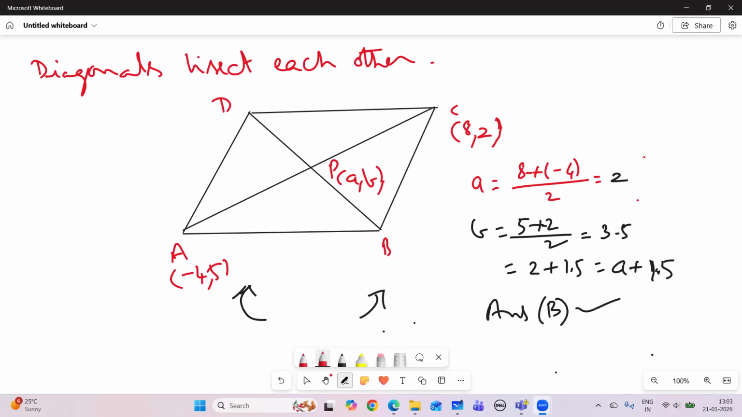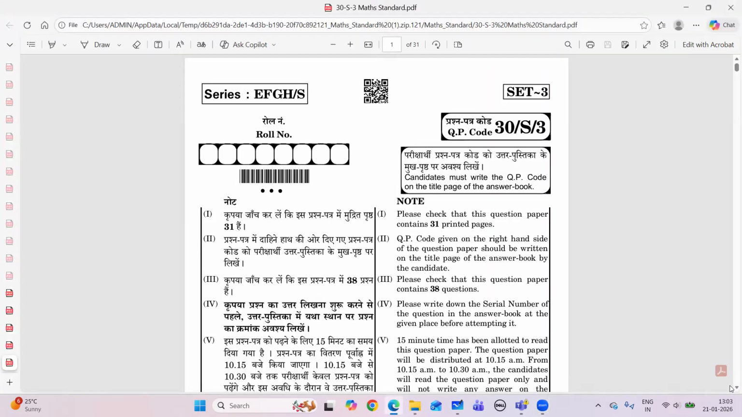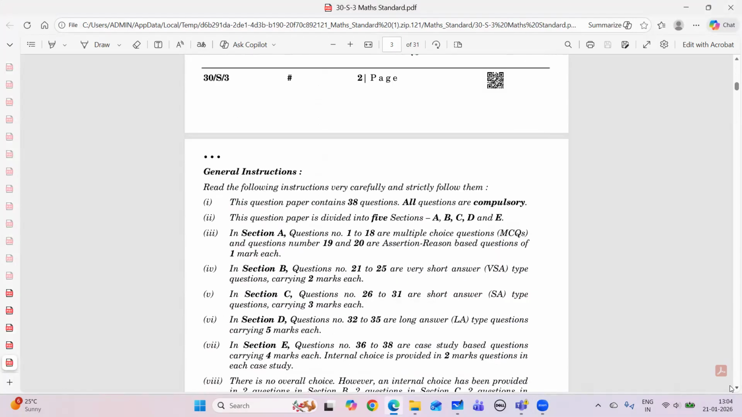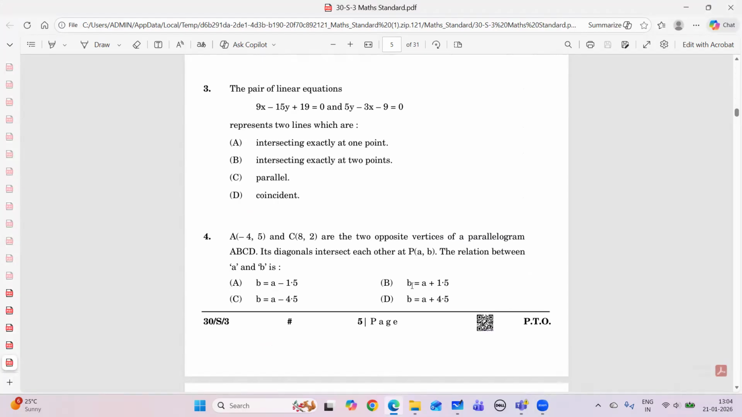Now, 3.5 can be written as 2 plus 1.5, and for 2 you can substitute small a. So b is a plus 1.5. This relation, b is equal to a plus 1.5, is the choice capital B. Therefore, the answer is B.